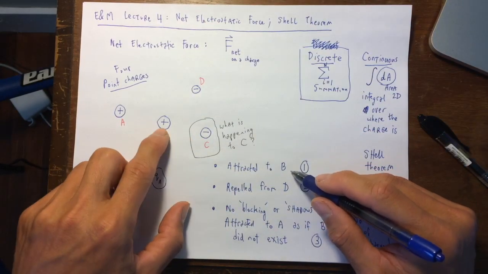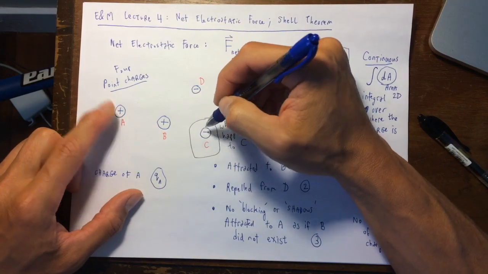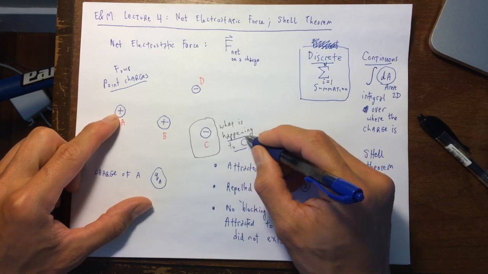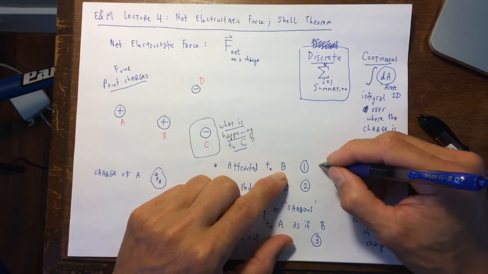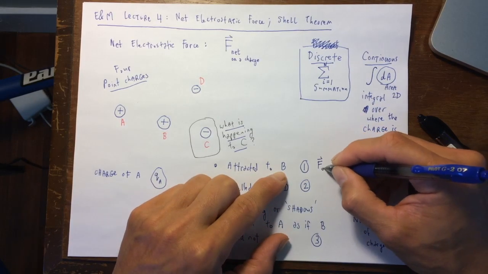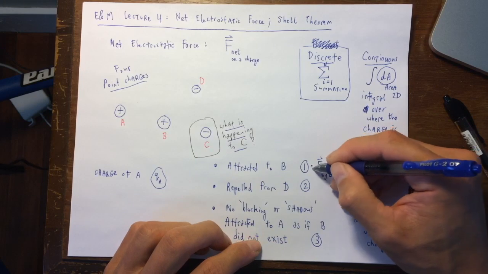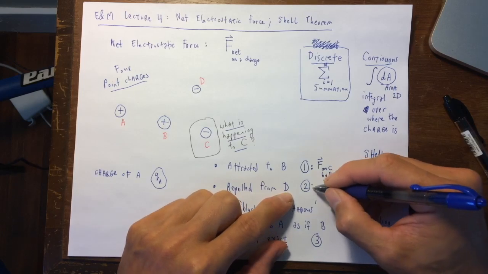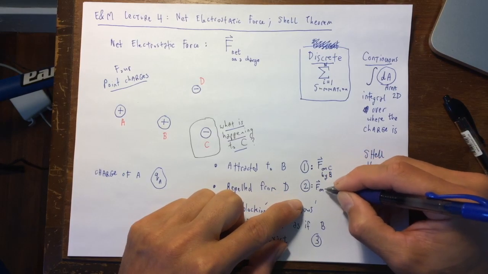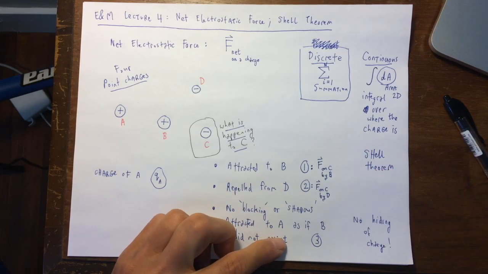Attracted to B. So B is quite close to C, right? They have some small distance compared to from A to C. Notice that I only care about what's happening to C. So attracted to B, this is a force, it is a vector, it is on C by B, right? That's the first attraction force. Repelled from D, this one will be a force on C by D, right? It's on C in both cases because I only care about what's happening to C.